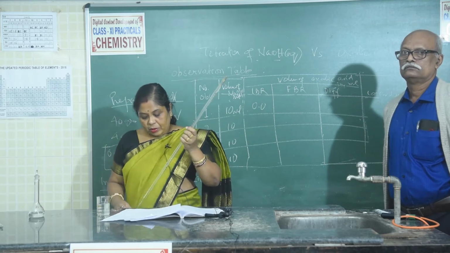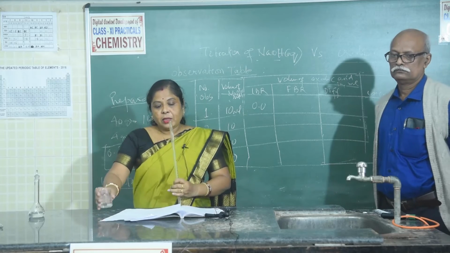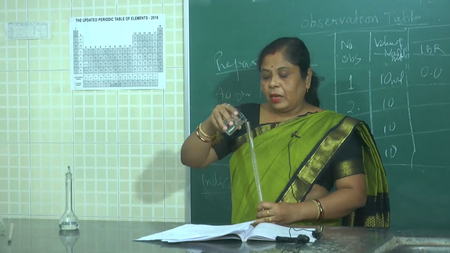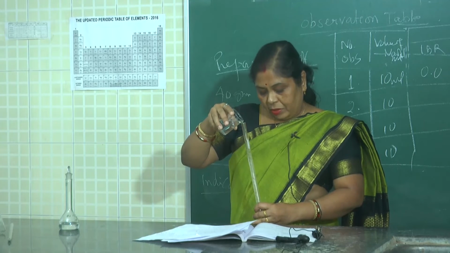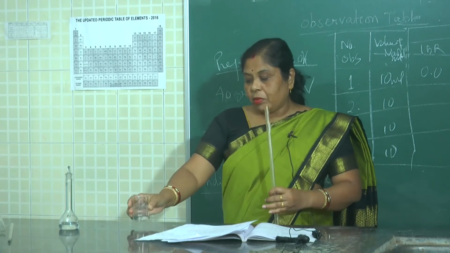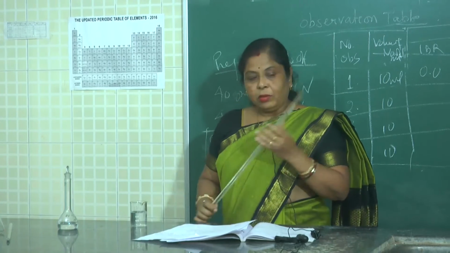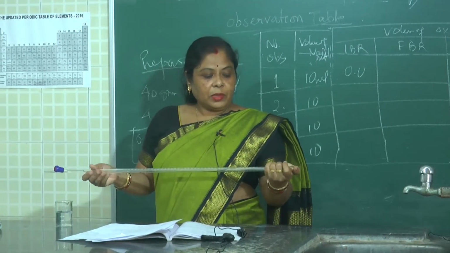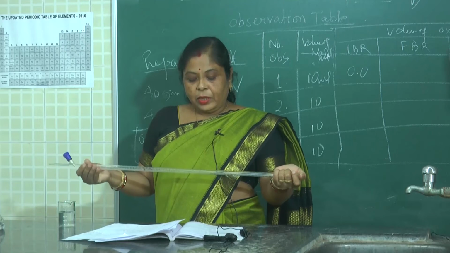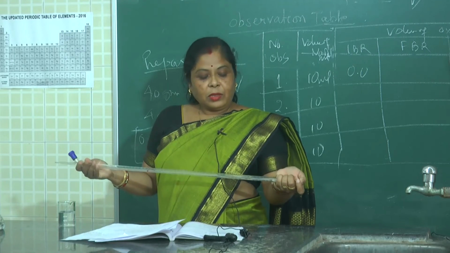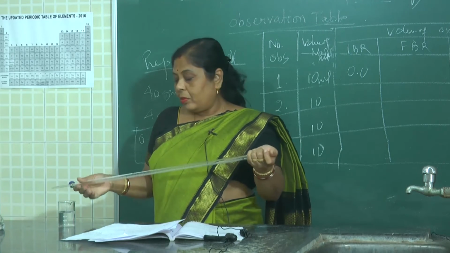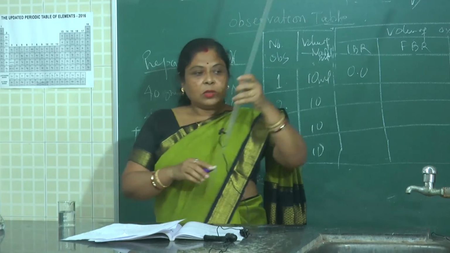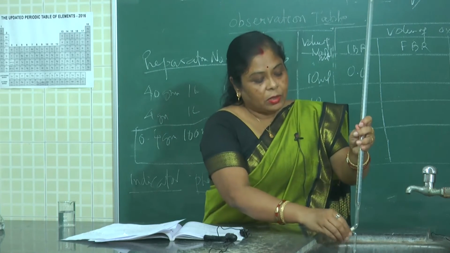So you have to hold the burette in such a way that the markings you can see on your screen. First, we just take some amount of oxalic acid and close the other end with the thumb and rotate it, or rinse it, so that all the walls of the burette get coated with the solution. So this we are doing is rinsing.